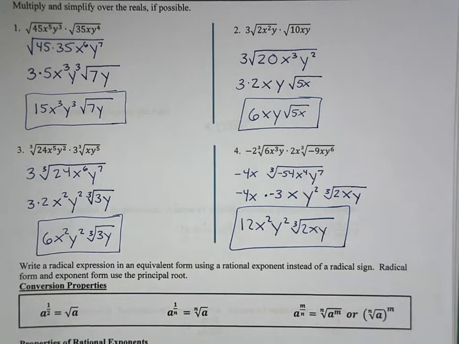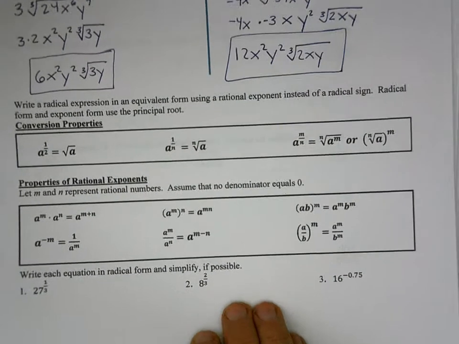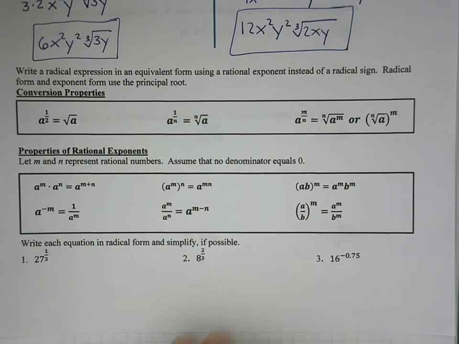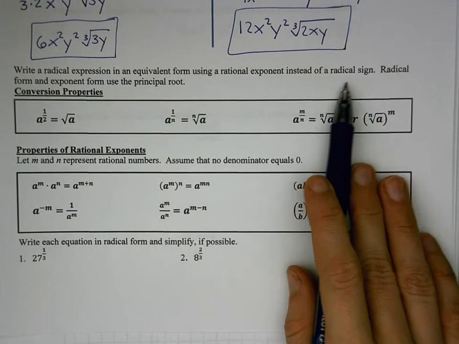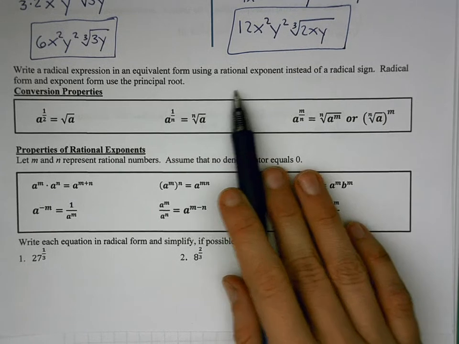Okay? Okay, next one. Reviewing, kind of converting with our powers here. If you wanted to write a radical expression in an equivalent form using a rational exponent instead of a radical sign, you would use one of these properties.